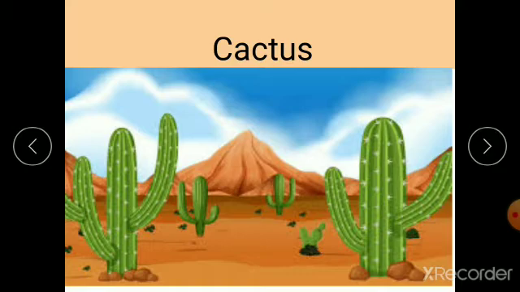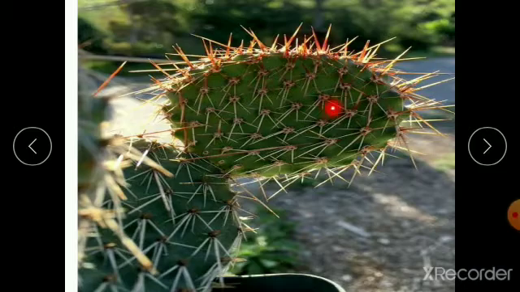Okay. So plants usually lose water through their leaves. Do you think a cactus has leaves? No, cacti do not have leaves, so they do not lose water. They have spines instead of leaves. You can see the spines here, right? So they have spines instead of leaves.